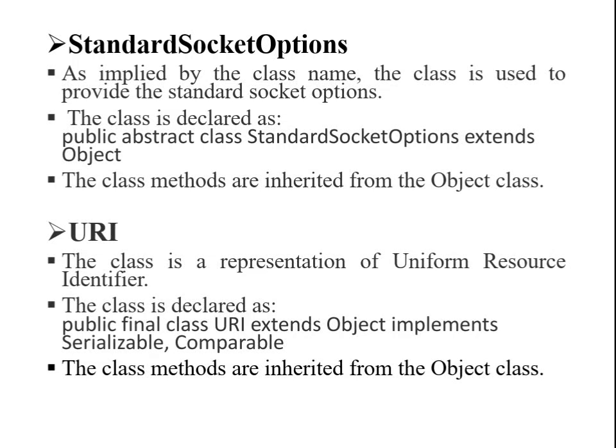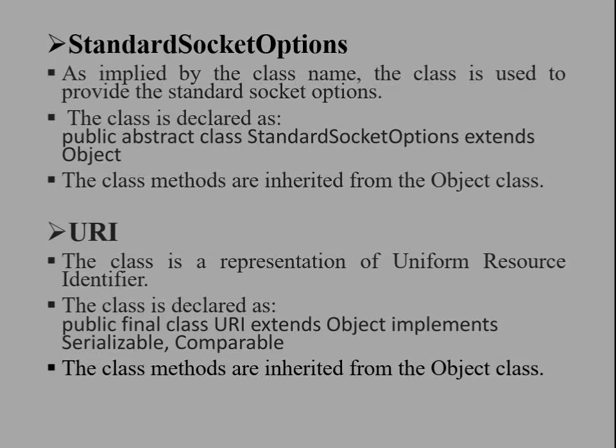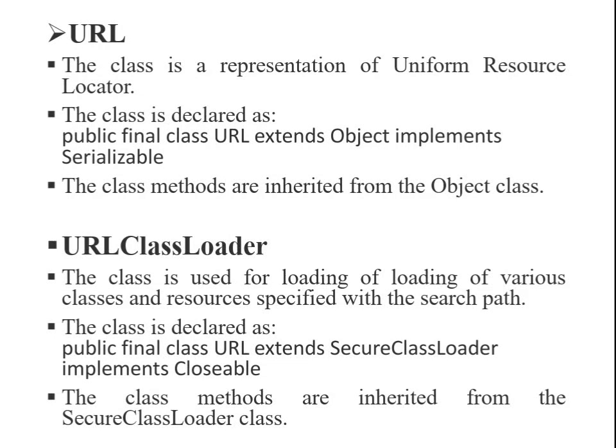Next one is URI. The class is a representation of the uniform resource identifier. The class is declared as public final class URI extends Object implements Serializable, Comparable. The class methods are inherited from the Object class. Then next one is URL. The class is a representation of uniform resource locator. The class for the URL is declared as public final class URL extends Object implements Serializable. The class methods are inherited from the Object class.